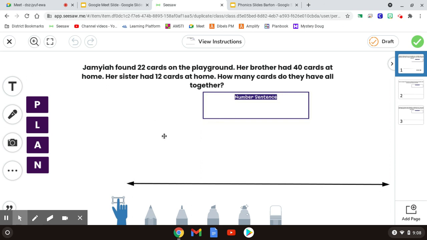So the first thing I'm going to do in a word problem like this is I'm going to think about what it is asking me to do. Does it want me to add these numbers or subtract these numbers? It's asking how many we have all together.